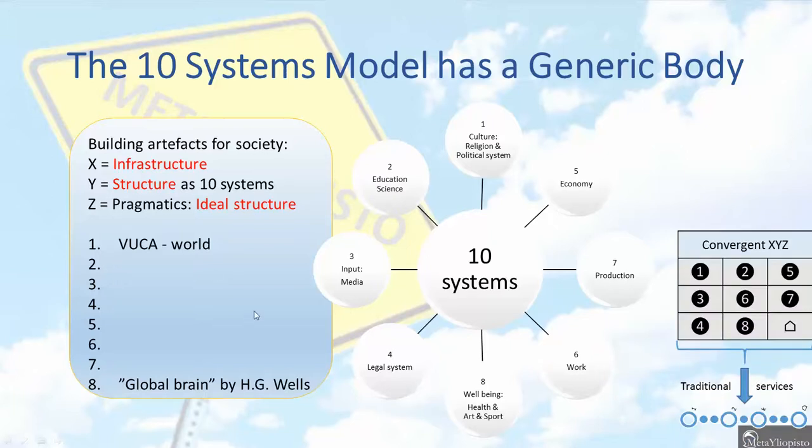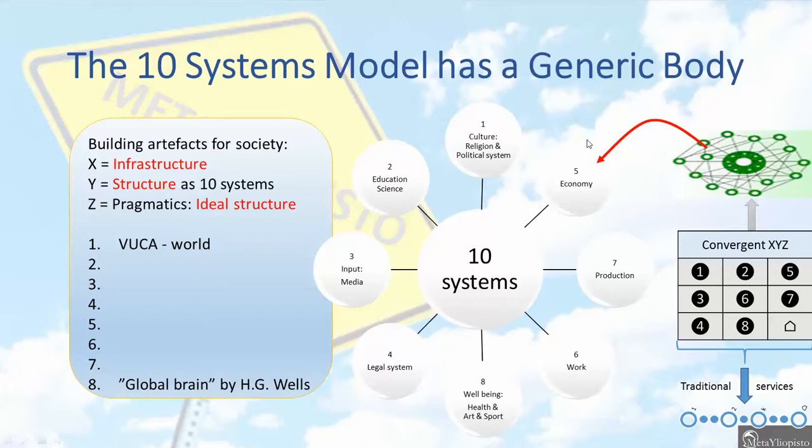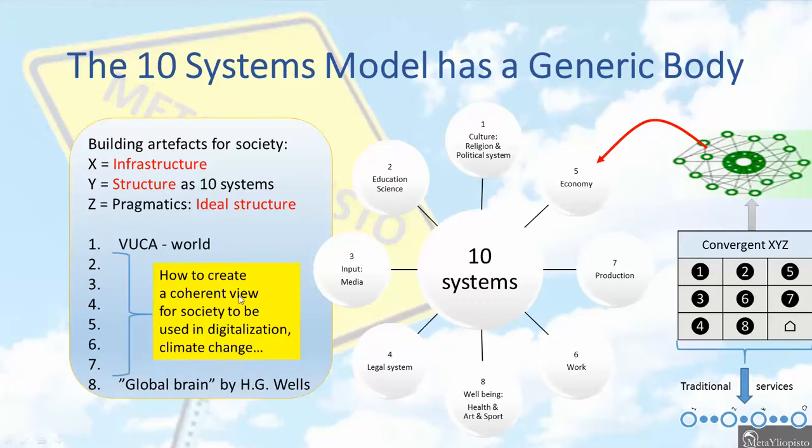When we are developing this kind of model for the 10 system, we can use convergent thinking to create traditional parts which are known, and divergent thinking by extending the approach to a wider aspect. And in the center here, there is a relevant question how to create a coherent view for society to be used in the most relevant questions, digitalization, climate change, and so on.